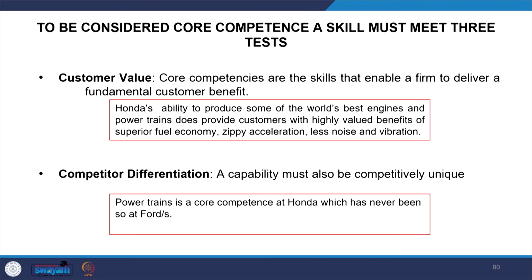The second is competitive differentiation. A capability must also be competitively unique. It should create a differentiation in the market. For example, powertrains is a core competency at Honda which has never been so at other companies like Ford, General Motors or Chrysler. So, this makes Honda a different company from its competitors.